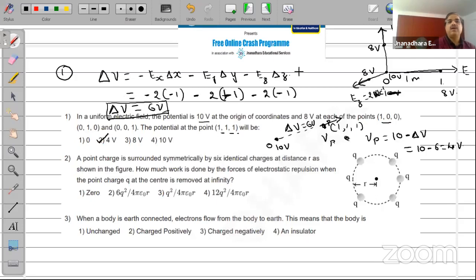Okay. Why minus 1? Correct. That's a nice question. Why minus 1? See, my initial point is 0. Final point is 1. Okay. And therefore, what is the difference? It should be 0 minus 1. And hence I get that to be minus 1. Okay. Because I'm always considering V origin minus VP. So my initial point will be 0. Final point will be minus 1. And hence I get that to be this.